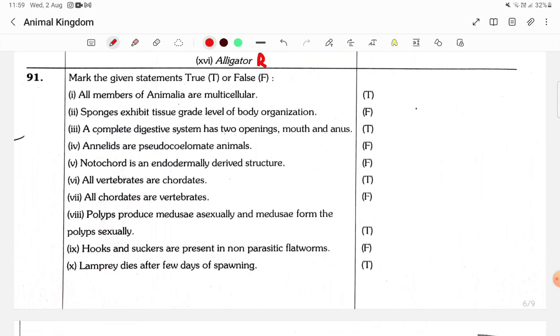So coming on next question 91, mark all the statements true or false. All the members of Animalia are multicellular, true. Sponges exhibit tissue grade level of body organization. No, cells are aggregated together to form a sponge, so they have cellular level of body organization. This is false. A complete digestive system has two openings, mouth and anus. This is true. Annelids are pseudocoelomic. No. Notochord is an endodermally derived structure. No.